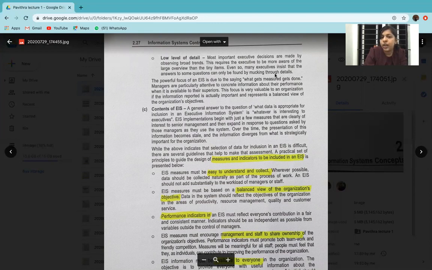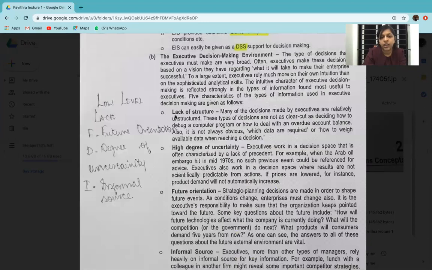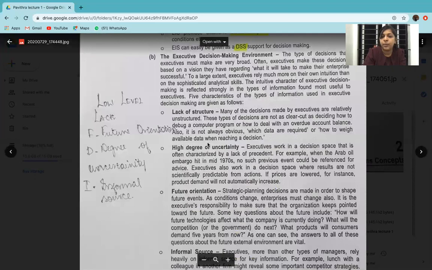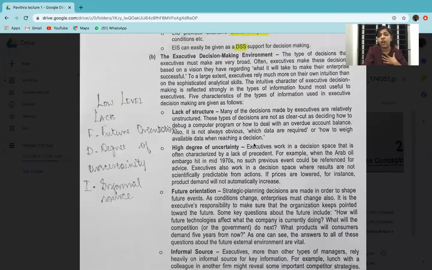And even only through that detail, they'll have to plan for the long range, and then they lack structure, and the information is mainly unstructured. What data are required or how to weigh the available data? So we don't know which data is required and how to use the available data for decision making. So they lack structure. One is a low level of detail. It is mainly based on trends and there's no detailing in that. And they'll have to muck through the details that are given. So that's low level of detail and they lack structure. What data is required and how are we going to weigh the data to reach the decision is not known. So they lack structure.